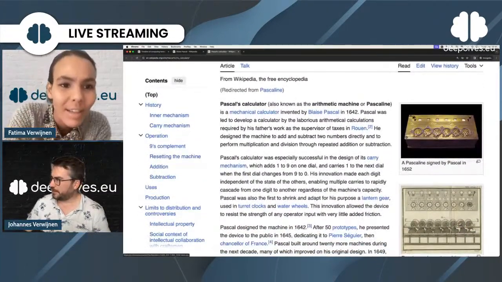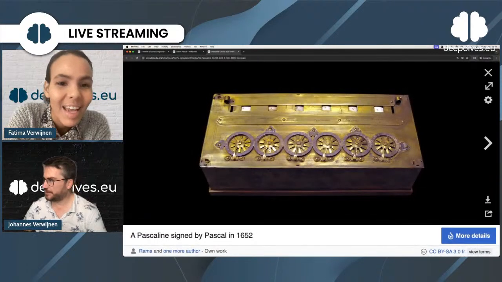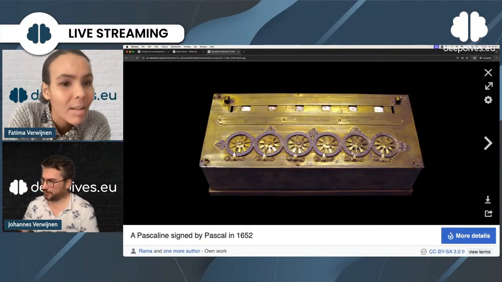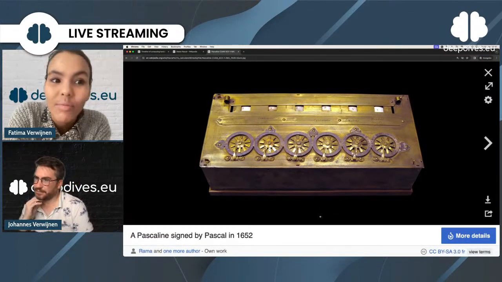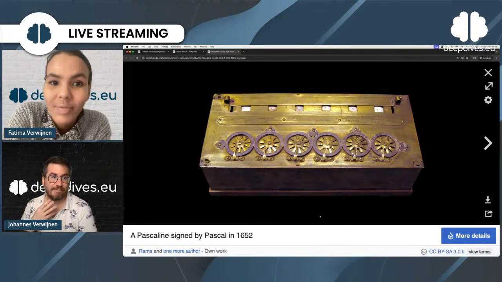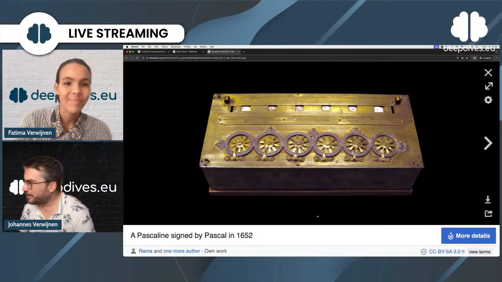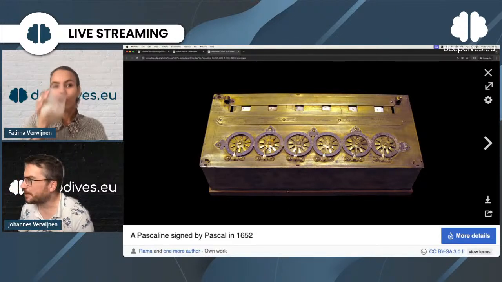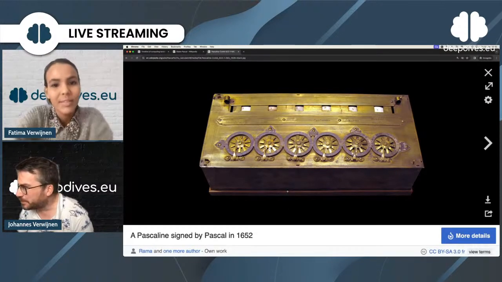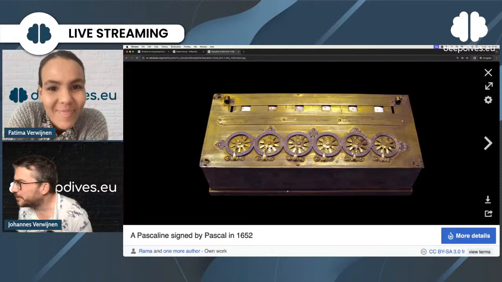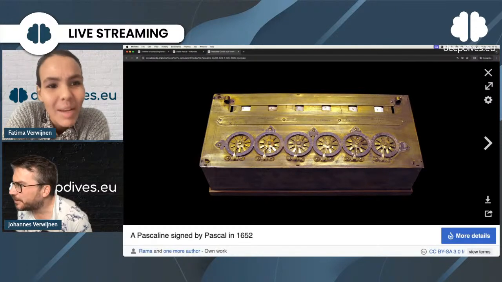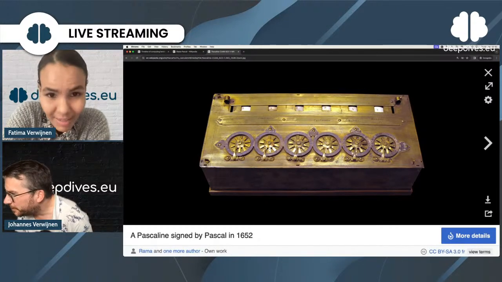And funny fact about this: he actually invented this machine to help his mathematician father with his calculations. Yeah, it's pretty cool. So here we have one that's apparently signed by Blaise Pascal himself. Imagine coming up with something like that at the age of 19.